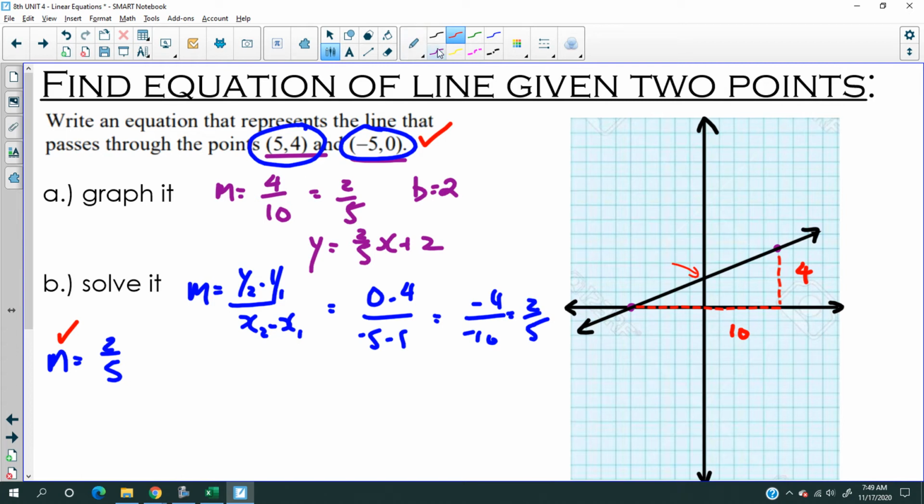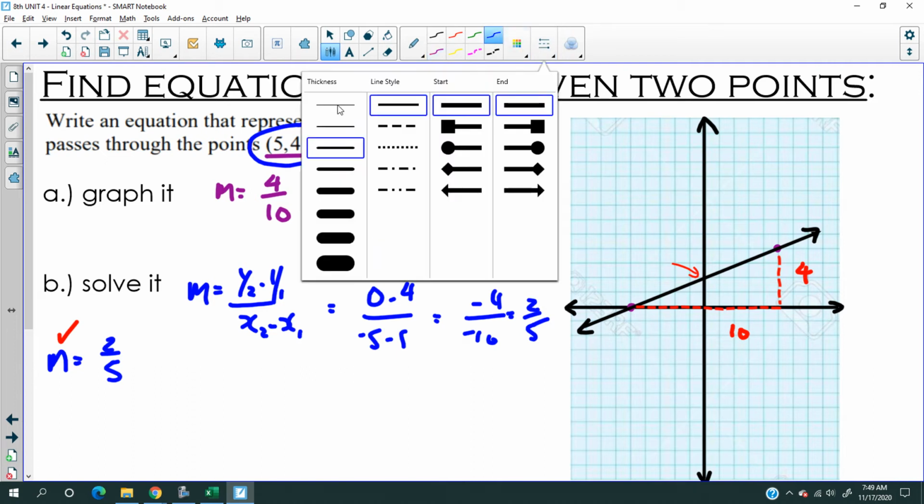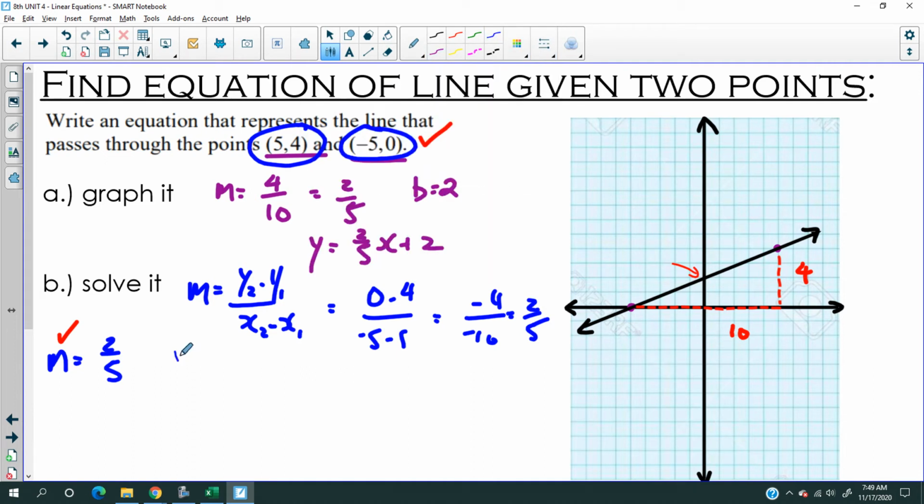Okay, so check this out. Let me use a different approach. For example, y equals mx plus b, right? Again, let's do it. I'll use this point. So 0 equals 2/5 times, in this case, -5 plus b. Now, again, you can use the other point here. That's fine too. I just like this point because there's a 0. I like working with zeros, but I don't like working with negatives, but that's fine.